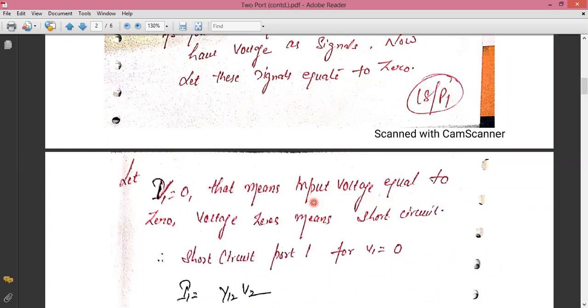I think up till this it is clear, there is no doubt. Anybody having any doubt, he or she can ask me. Otherwise, I will continue.